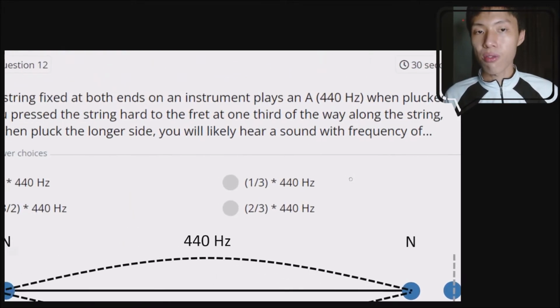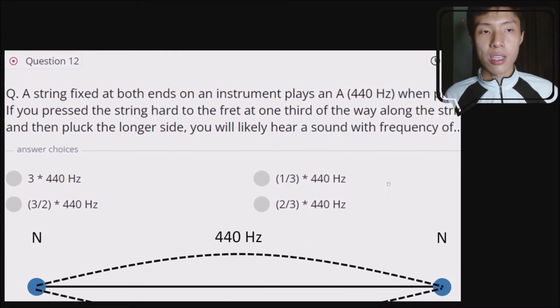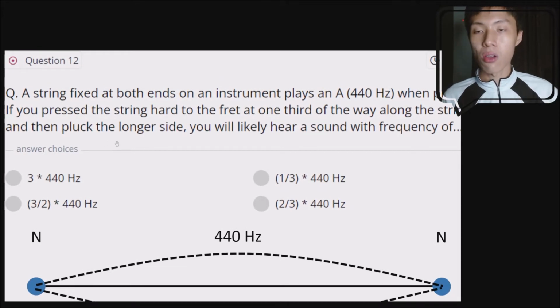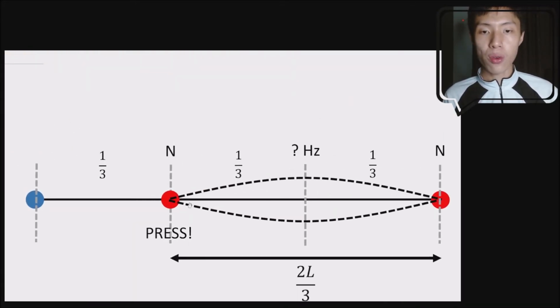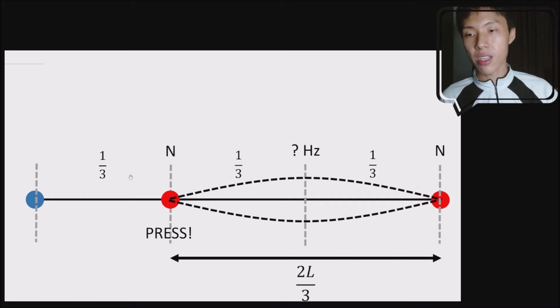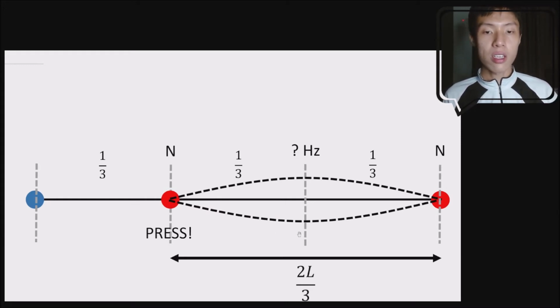Okay, and if you read back the statement, now you pluck the longer side. That's why if you see my diagram here, I am drawing a standing wave on the longer side. When I press here already, that means the wave won't appear here anymore. If I pluck on the right hand side, then there will be a standing wave produced on the right hand side. If I pluck on the left hand side, then there will be a standing wave produced on the left hand side. But now I'm plucking on the longer side of the string over here.